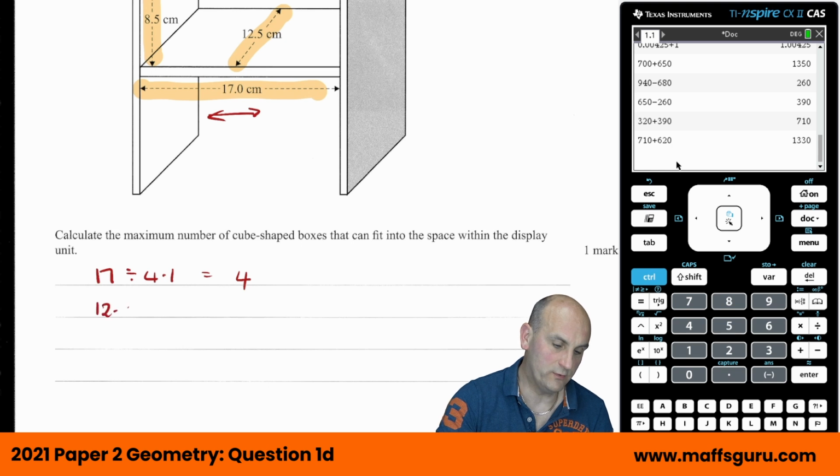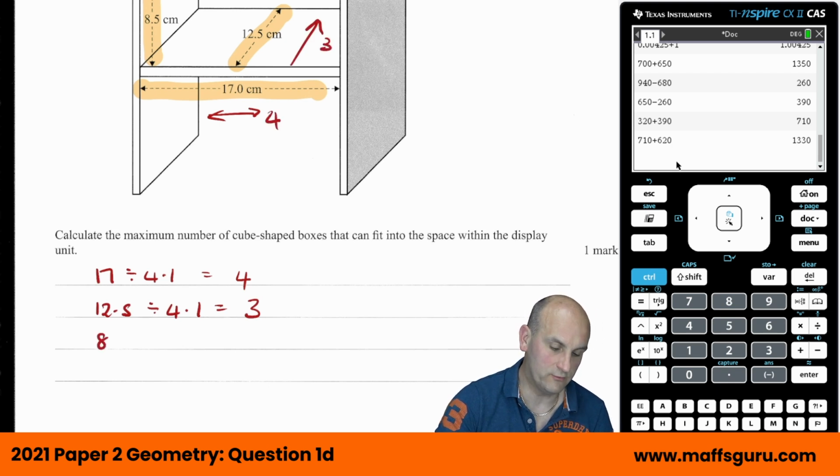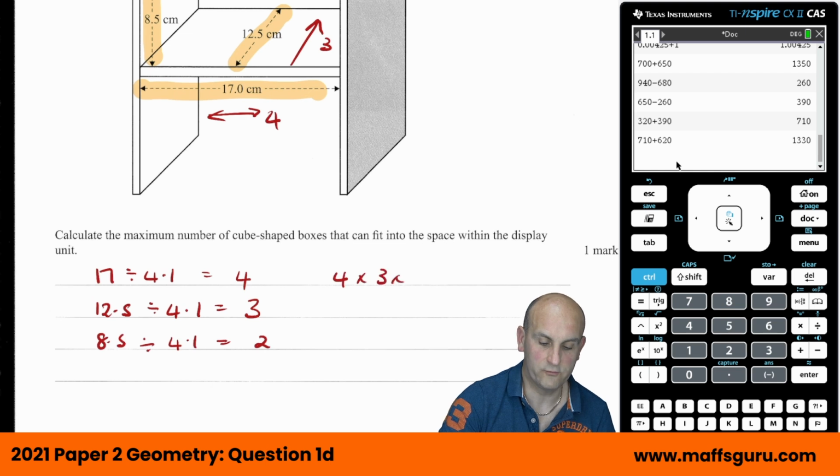When I did 12.5 divided by 4.1, I got 3. So I could get 3 boxes that way, 4 boxes that way, and then 8.5 divided by 4.1 gave me 2. And so when I did 4 times 3 times 2, it gave me 24 boxes.